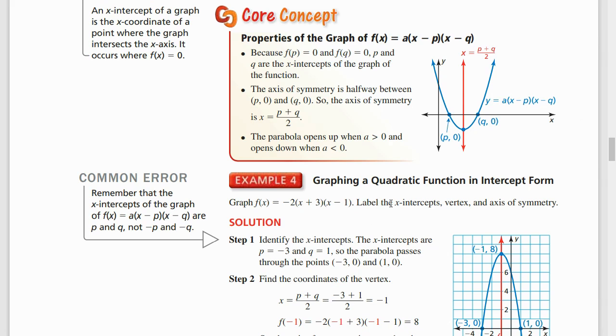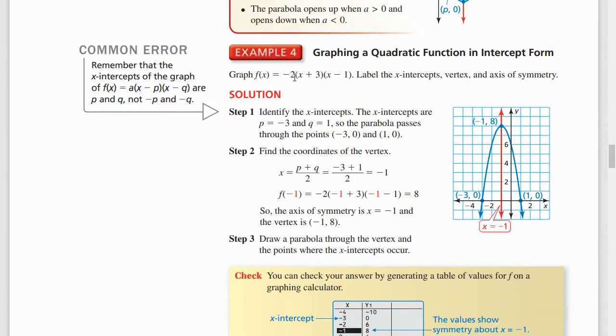All right, so as I look at this one, a is -2. Well, that means the parabola is going to open down. Then to find where it crosses the x-axis, I set x plus 3 equal to 0 and solve, and I get -3. I set x minus 1 equal to 0 and solve, and I get x equals 1. So basically, I now know at 1 and at -3 it crosses. I just don't know how high it goes.